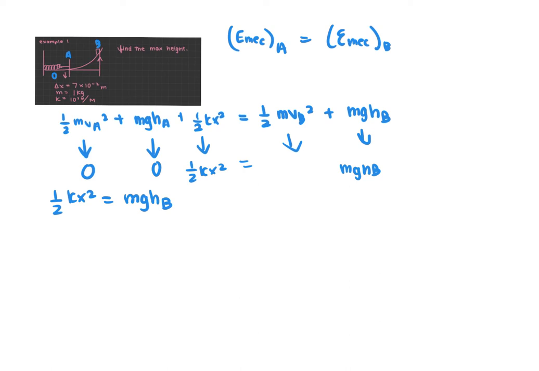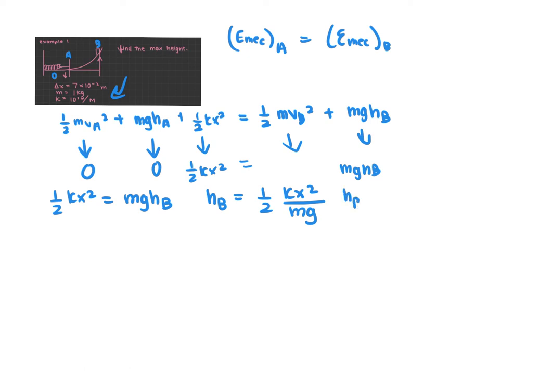So if we want to find what the h_b is, we have to isolate it. So it means h_b equals 1/2 kx squared over mg. Now we have all these values right here, so we can just go ahead and plug them in real quick.